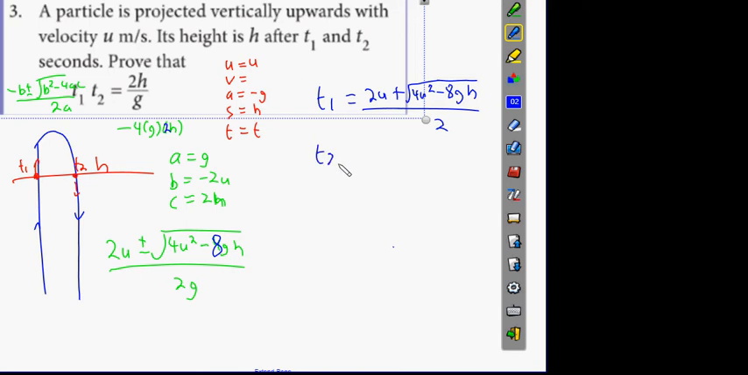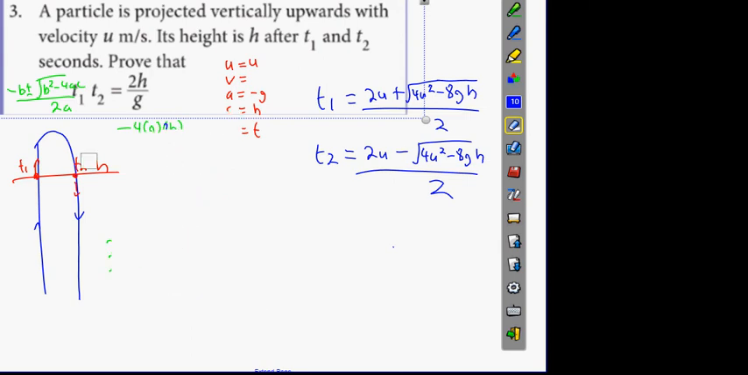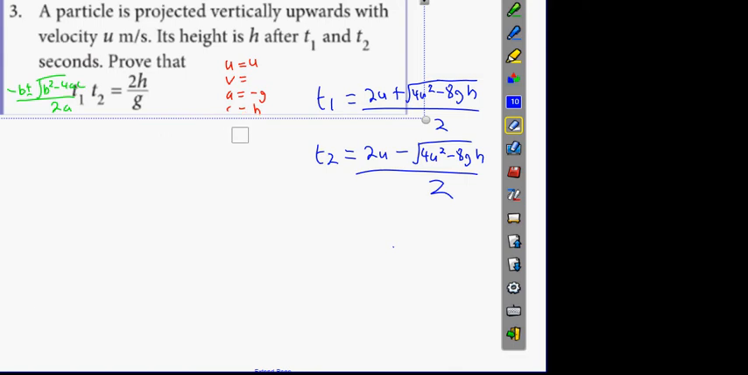T2 is 2u minus the square root of 4u squared minus 8gh all over 2g. Now, here comes the horrible part. Everybody ready for the bad part? I've got to multiply the two of these by each other. What used to be a 3-line question in your old Leaving Cert now becomes a much larger version.